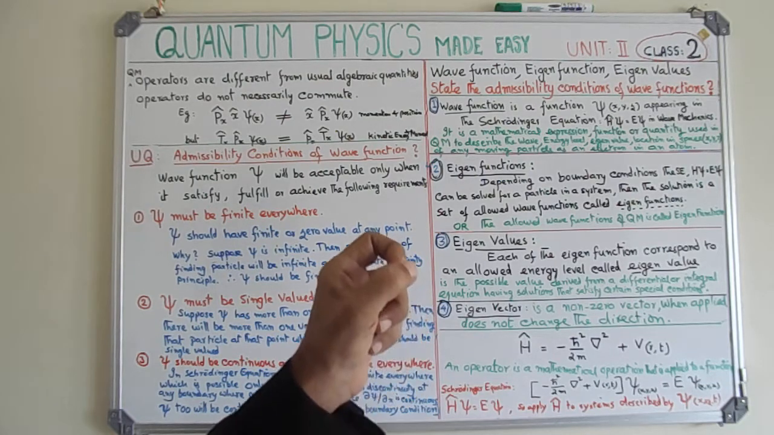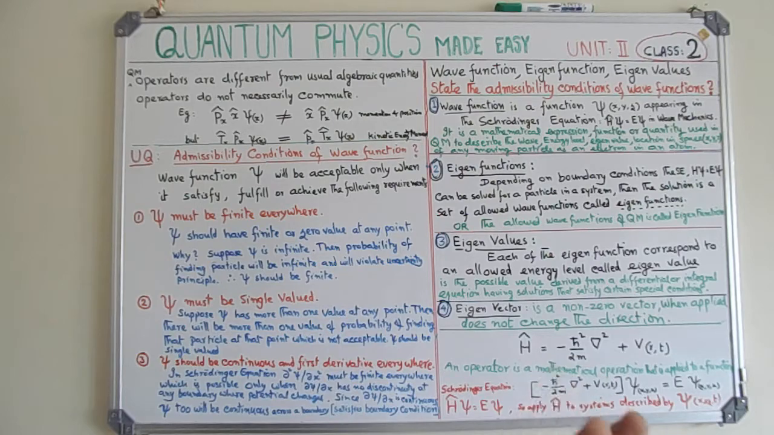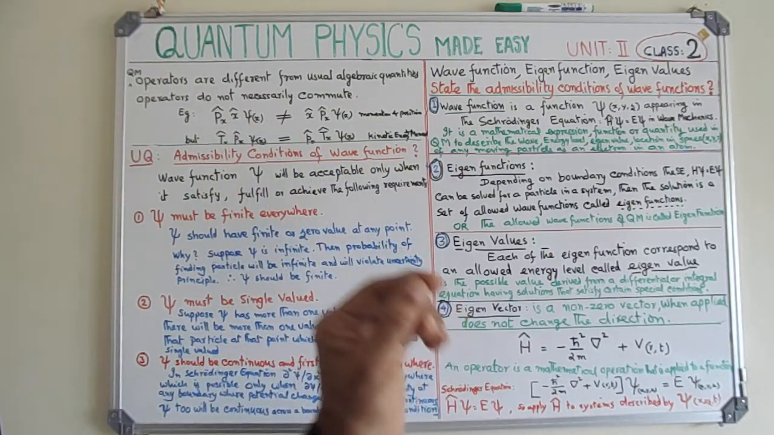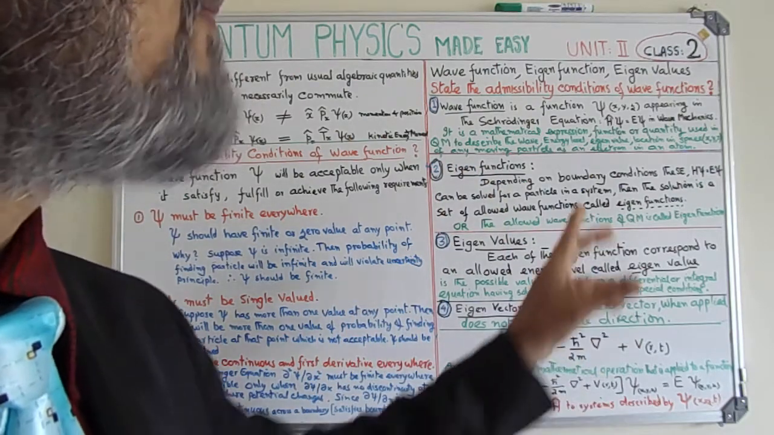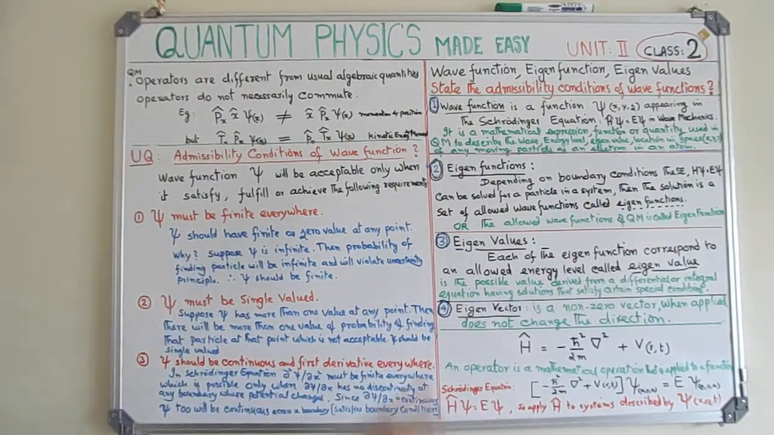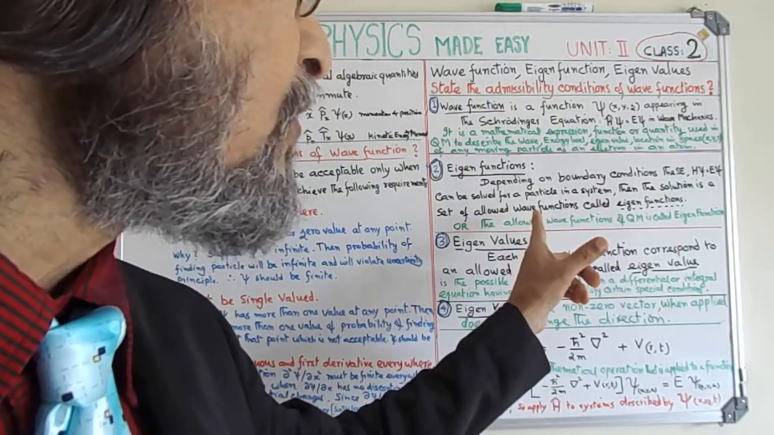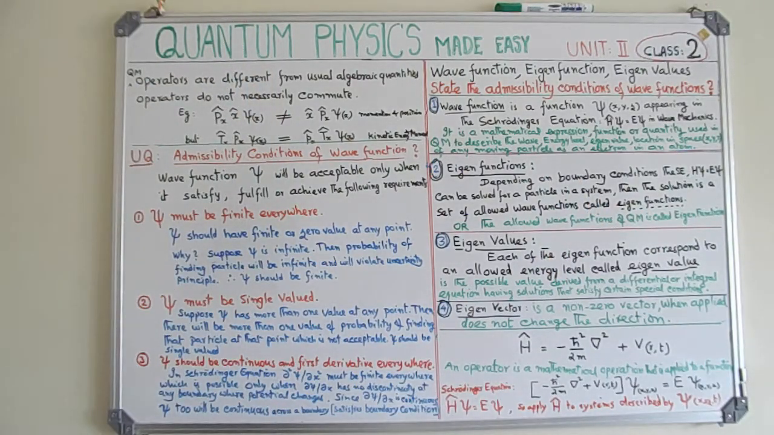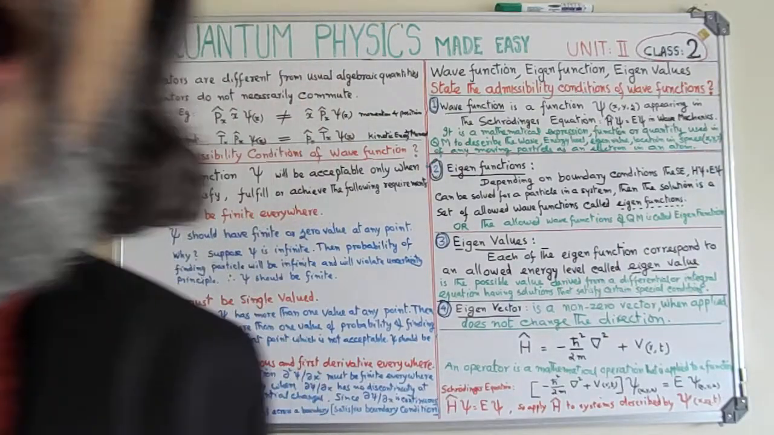So depending on the boundary conditions, the Schrödinger equation H psi is equal to E psi is solved for a particular particle, for example, for an electron in an orbital. Then the solution is a set of allowed, satisfactory wave functions called eigenfunctions. Or the allowed wave functions of quantum mechanics are called eigenfunctions.